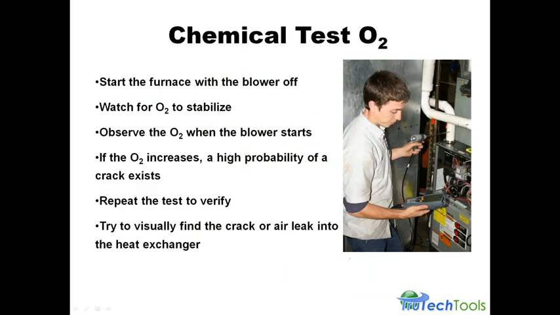All right, chemical test, the O2 test. What we're watching here, we talked about the crack can leak in as often as out, if not even more so. So we start the furnace up. We start with the blower off. We watch for the oxygen in the flue gas to stabilize, right? So it gets down to like 6, 7, 8%.